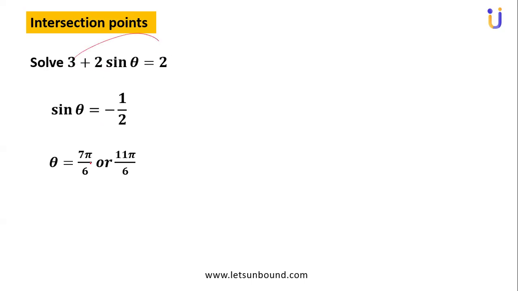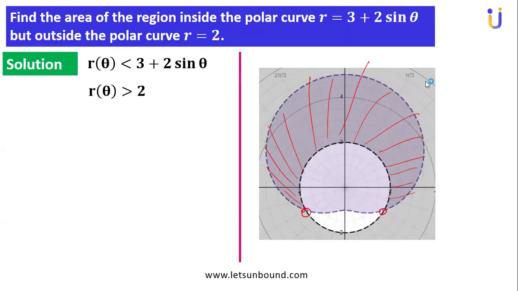So for the intersection points, equate both of the curves. 3 plus 2 sine theta is 2. Sine theta is minus half, like 2 minus 3 is minus 1. And when you solve for it, in one complete revolution, it is 7 pi by 6 to 11 pi by 6. Okay. So let me do one thing. 7 pi by 6 to 11 pi by 6 means here is 7 pi by 6, here is 11 pi by 6. If you take that as a bound, this is the region they are meaning.